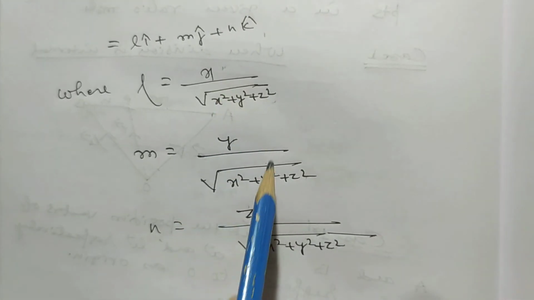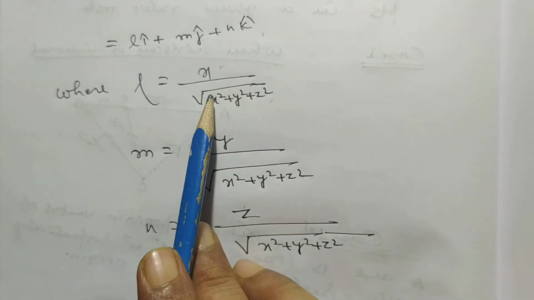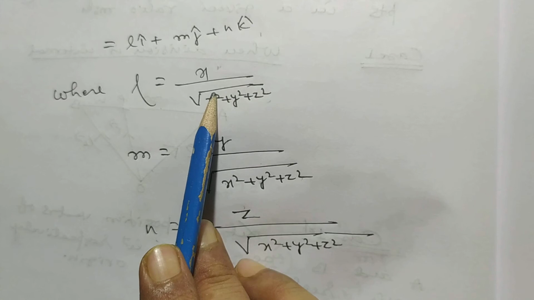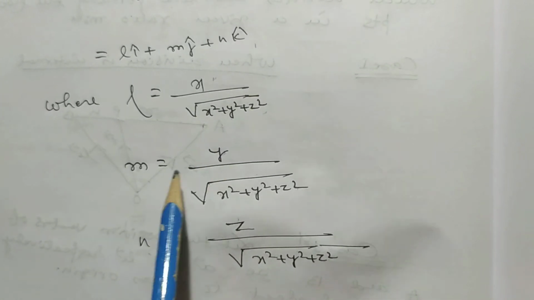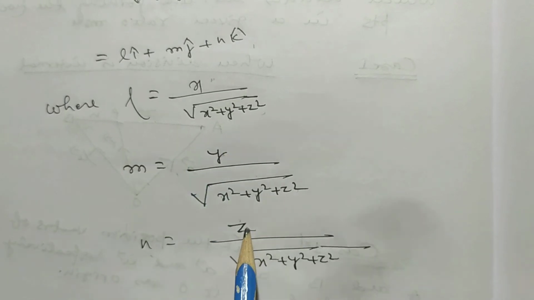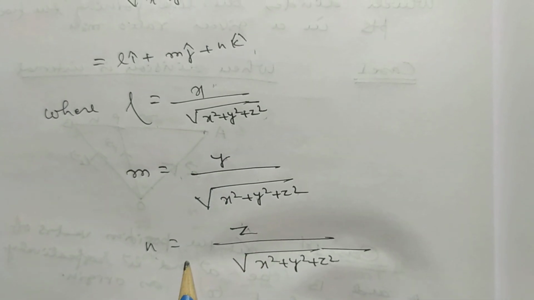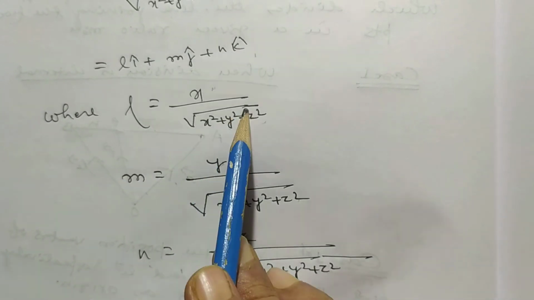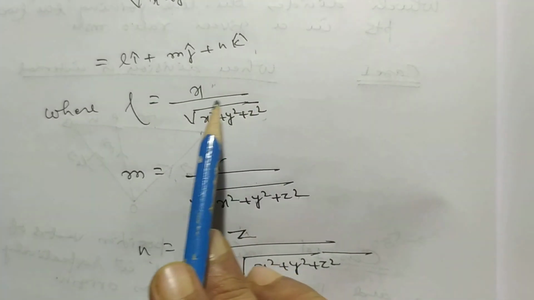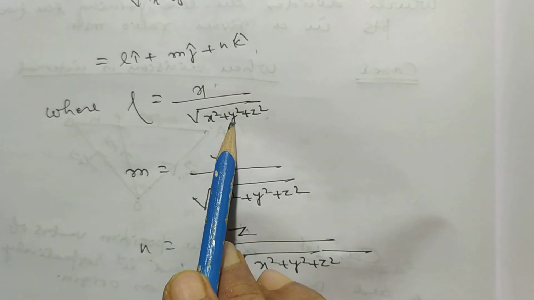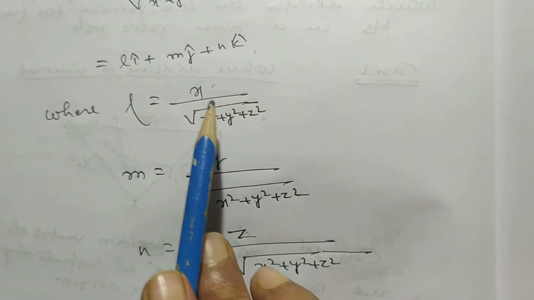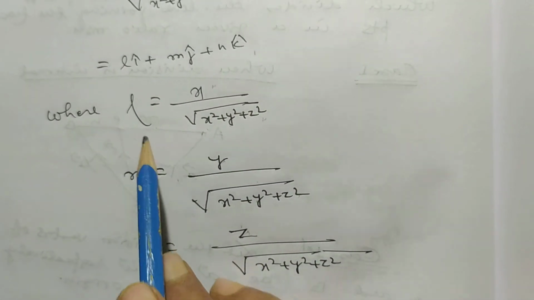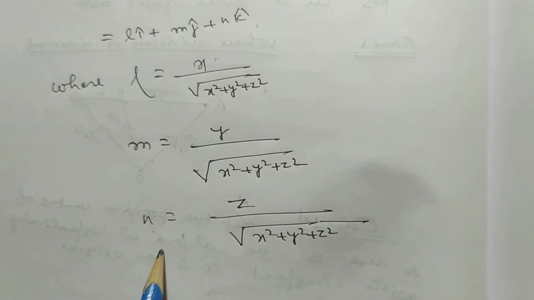x, y, z. What is x? x is the magnitude of the vector along the x-axis, y is the magnitude of the vector along the y-axis, and z is the magnitude of the vector along the z-axis. If you divide it by the distance r, that is root over x square plus y square plus z square, it will give you the direction cosines, that is cos alpha, cos beta and cos gamma.